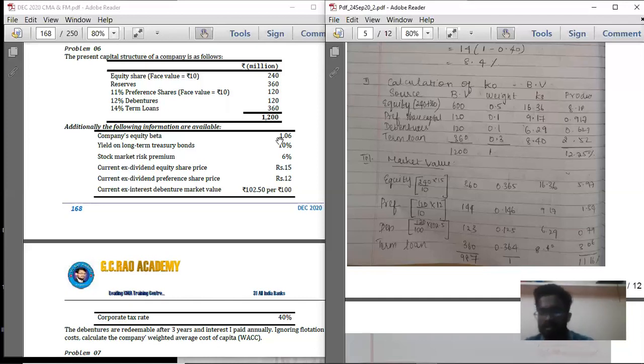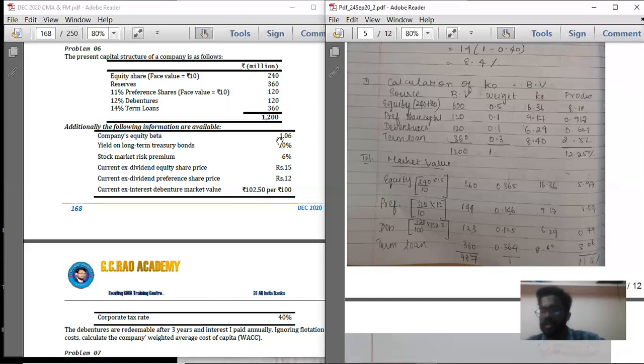Now total the market value column. You are getting 987. So total market value is 987. Using that, you can calculate the weights. Now calculate the weight of equity. 360 divided by 987. You are getting 0.365. Next, preference share capital. 144 divided by 987. You are getting 0.146. In respect of preference share capital, record weight 0.146.